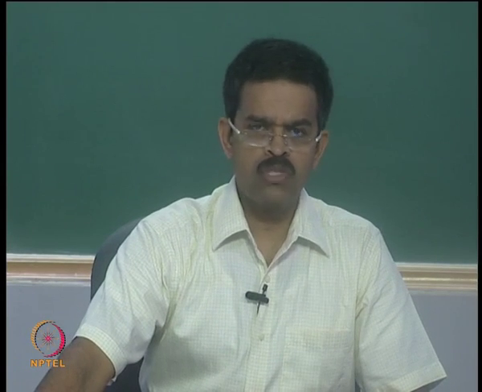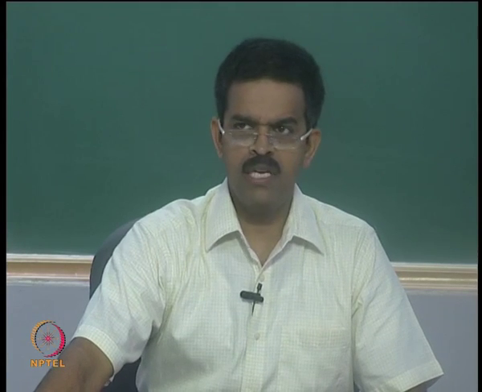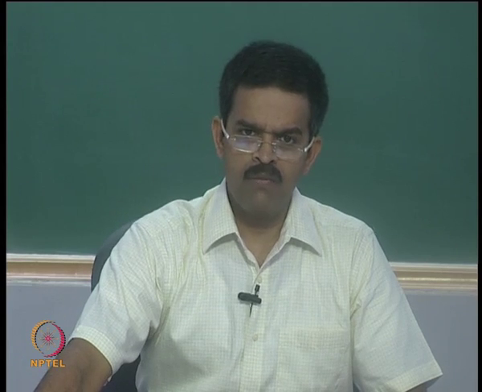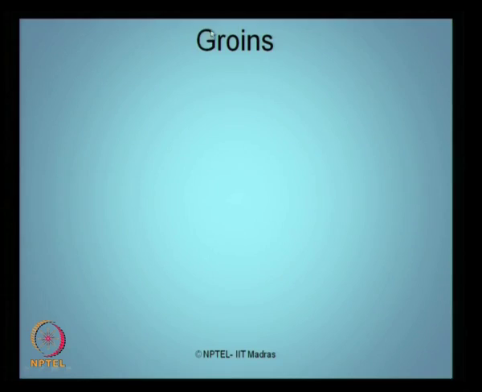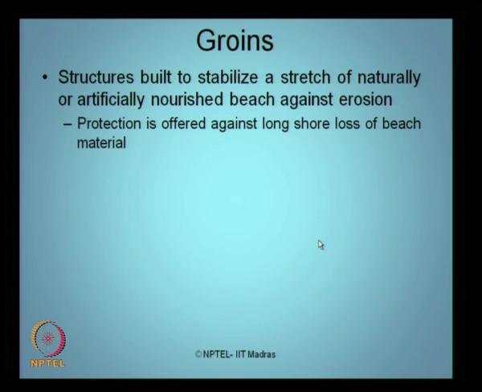The other type of coastal structure we see today is what we call groins. Ladies and gentlemen, sometimes the spelling for groins can also be found in literature as groynes. So, groins are essentially structures built for a small stretch of a naturally or artificially nourished beach to prevent it against erosion. The protection is offered to the beach against what we call longshore loss of the beach material.